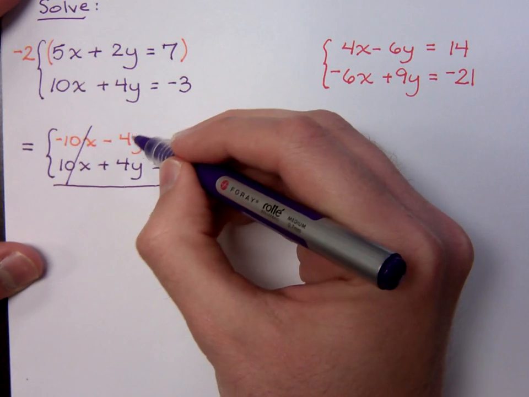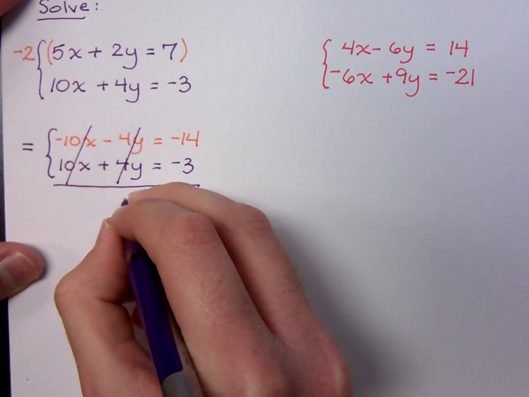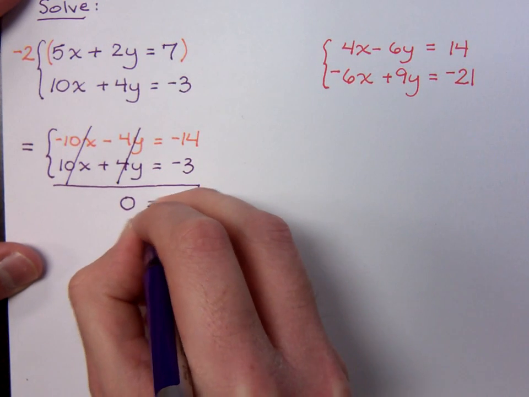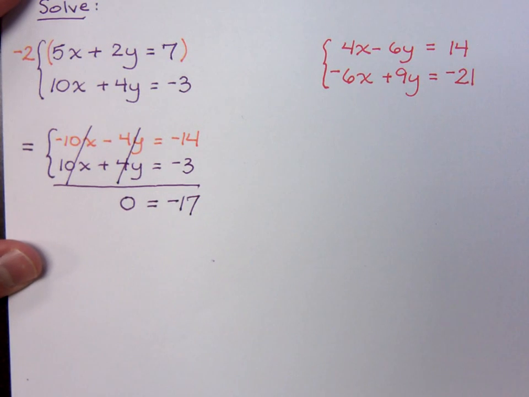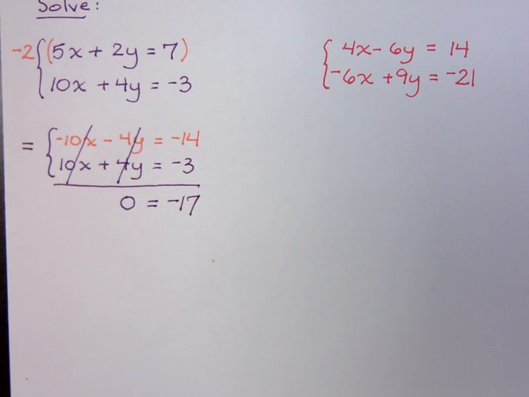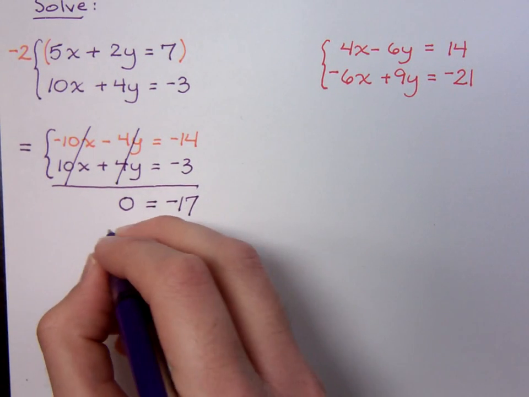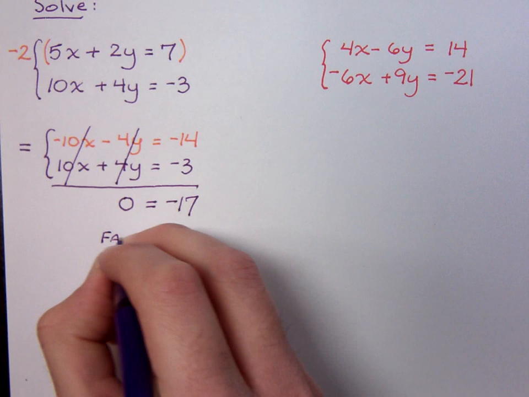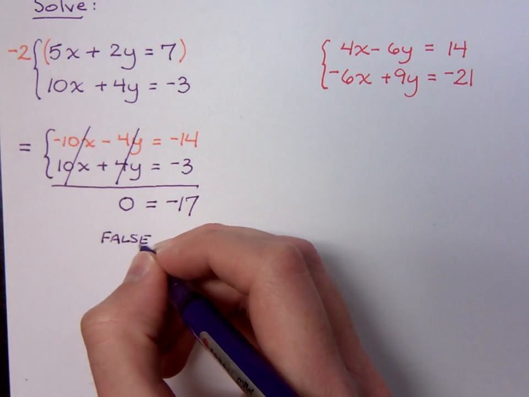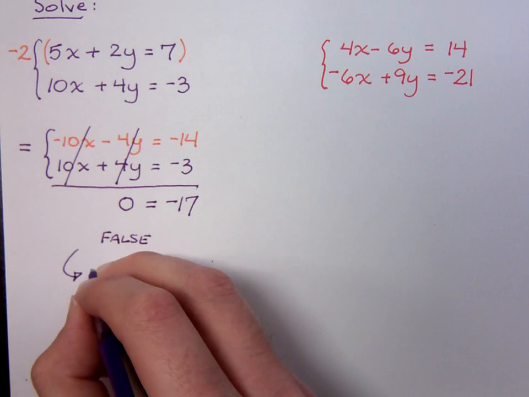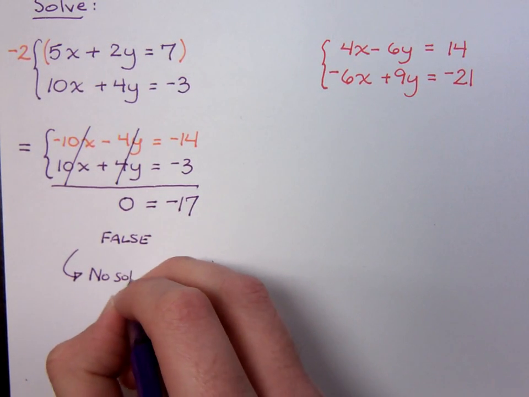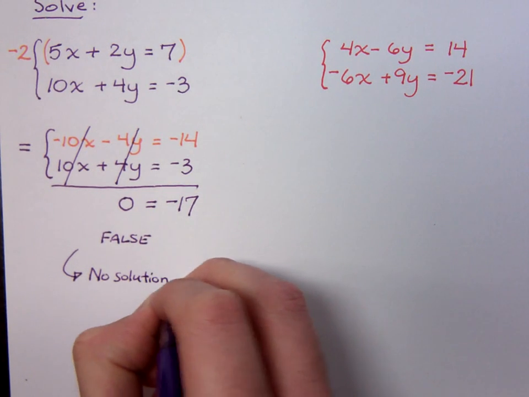Uh-oh. These guys cancel as well. That means on the left side we have 0, and what's on the right side? Well, that's -17. Now we've seen situations like this before, where we seem to do everything right, but then all the variable terms cancel. Now we look at this and we determine whether or not this is true or false. Well, 0 obviously does not equal -17, so this is a false statement. And what that meant to us before, when all of the variables cancel and it was false, this means there is no solution.